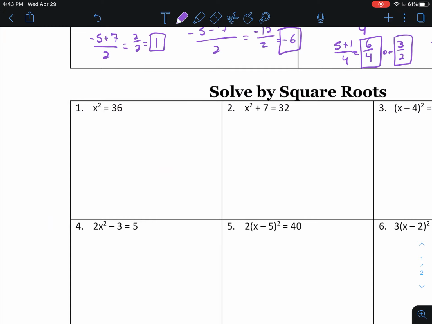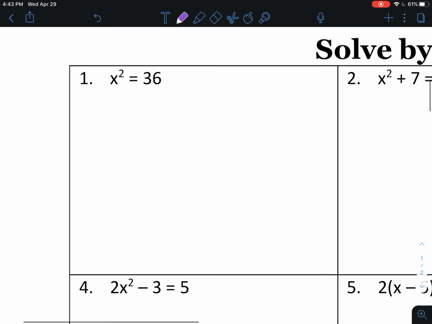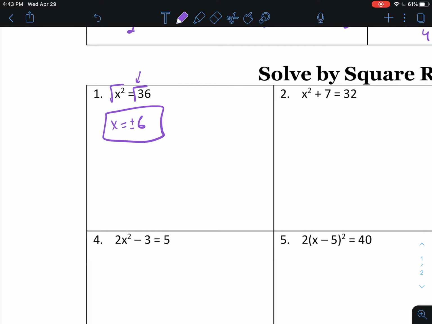Alright, solving by square roots. This one is usually going to be the fastest, which is kind of nice. So let's just go through these. So number 1, x squared is already by itself, so then we can just square root both sides. When we do that, we get x is equal to, now we put in this square root, so we have to put in a plus or minus, and then it's equal to plus or minus 6.